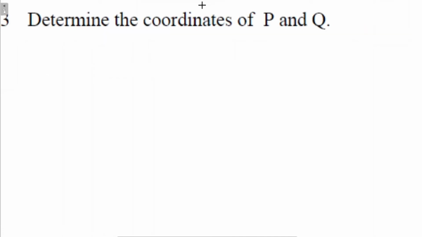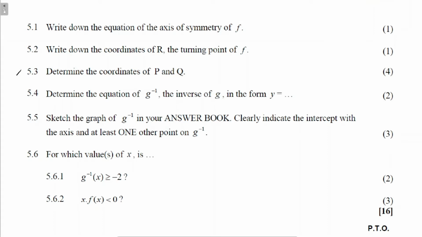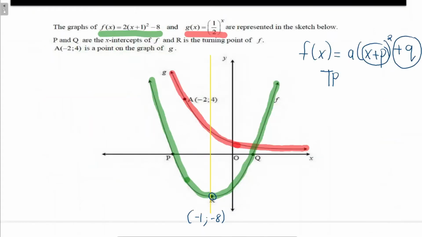Next question. Determine the coordinates of P and Q. So you need to determine the coordinates of our P and Q. What are P and Q? P and Q are points on our f of x function, and we're even told that P and Q are the x-intercepts of our function f. So what should we do to get these x-intercepts?